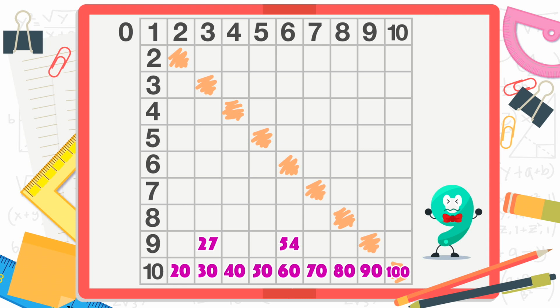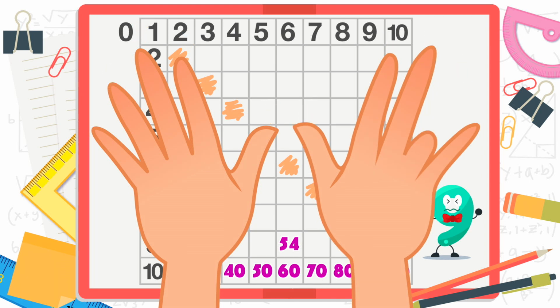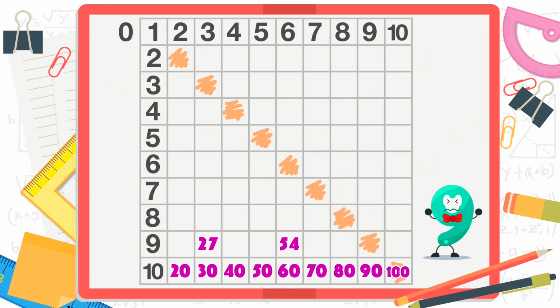Then we multiply 9 by 9. We bend the 9th finger. 1, 2, 3, 4, 5, 6, 7, 8, 9. Hide it. We are left with an 8 here and with a 1 there. 81. Now let me write the rest here, but you will still try to do it with fingers.